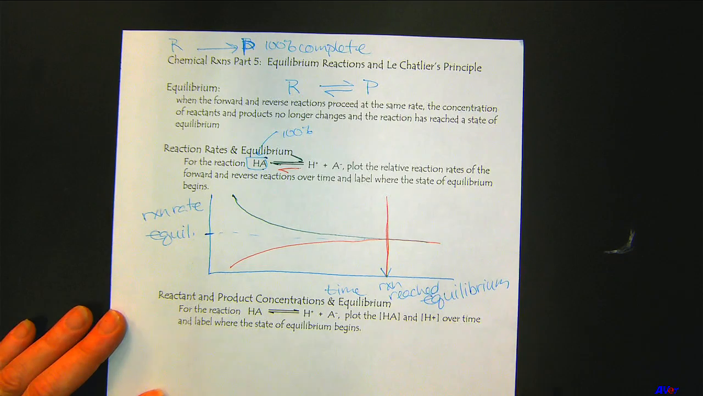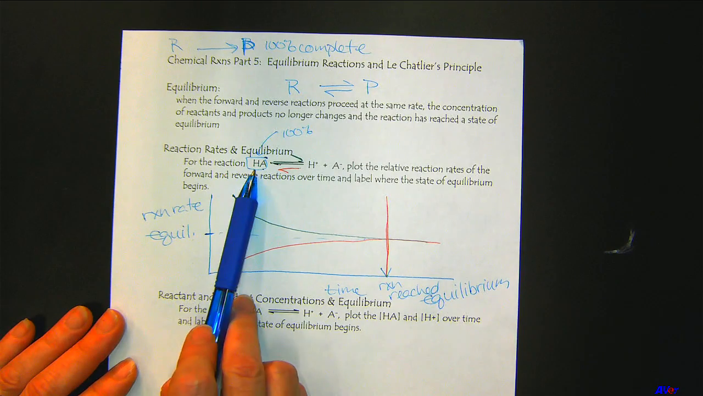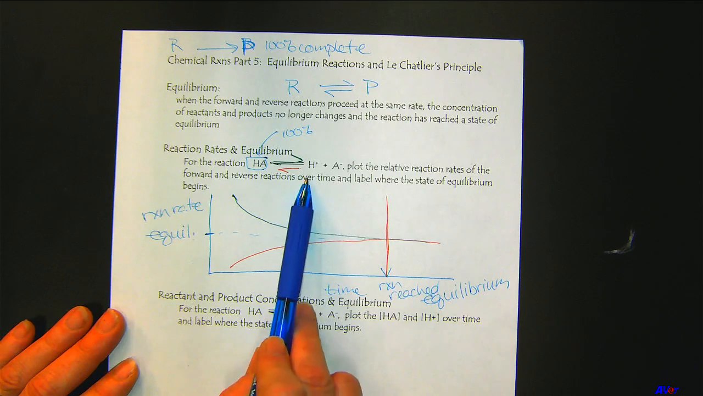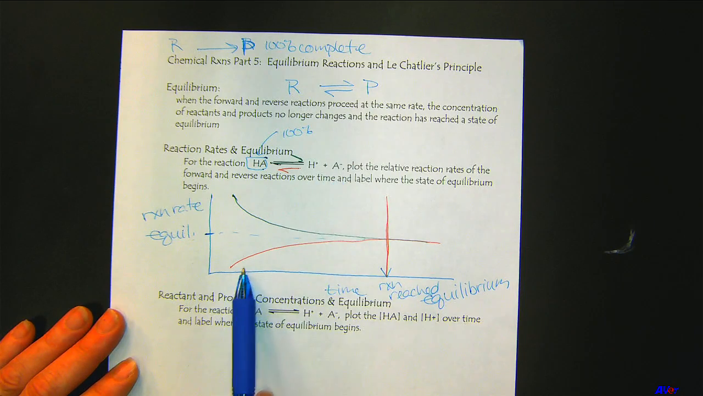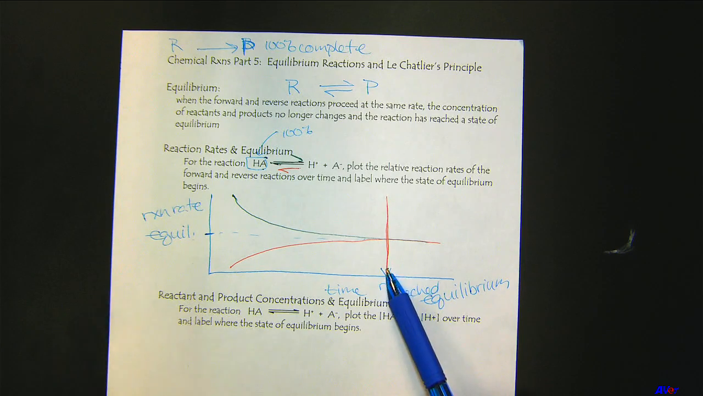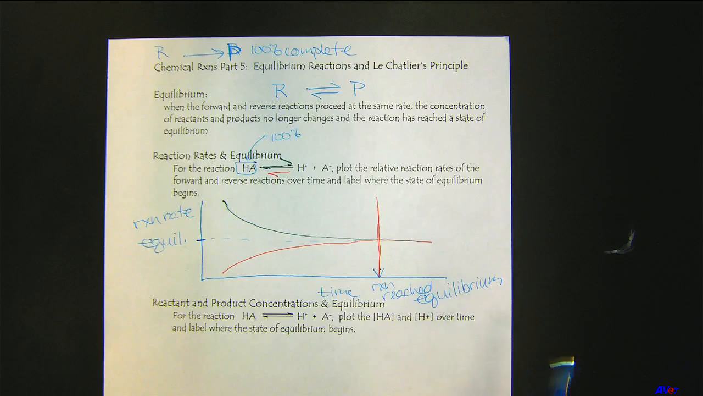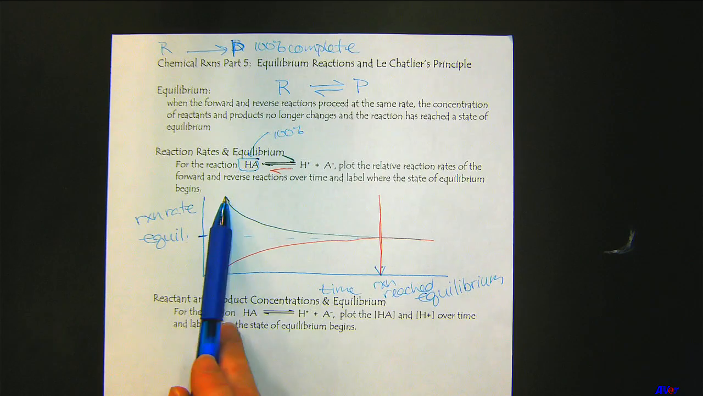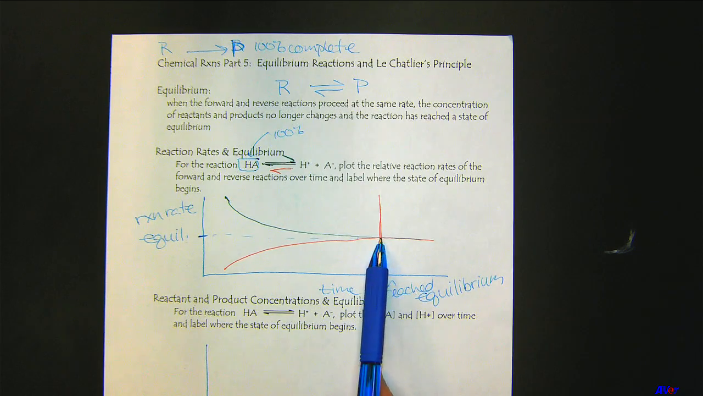So it didn't start in equilibrium. We just started with pure HA. It started to dissociate, and then as the H plus and A minus formed, they wanted to reconnect. And so here we've reached equilibrium. Now we'll try to line up this next graph the same. That's our reaction rates. So the reaction rates are the same at equilibrium.